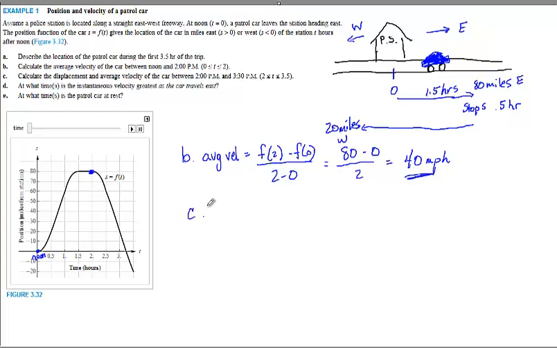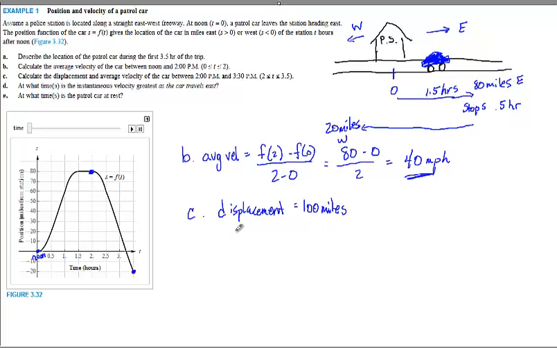The C part. Calculate the displacement and the average velocity of the car between 2 and 3:30. Between 2 and 3:30. So here's 3:30. The displacement, I can see, it just means what's the distance between these two dots. And that's going to be, it's 80 to here and then another 20. So the displacement is 100 miles. It's how far away are the two dots on the y.